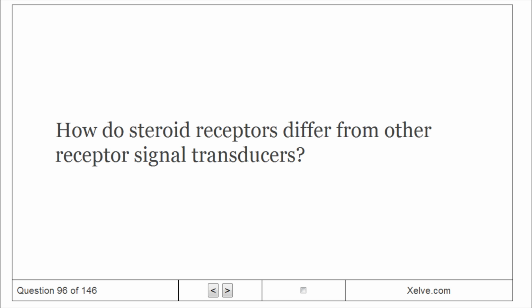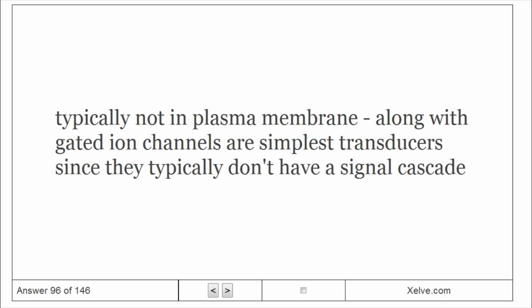How do steroid receptors differ from other receptor signal transducers? Typically not in the plasma membrane. Along with gated ion channels, they are the simplest transducers since they typically don't have a signal cascade.